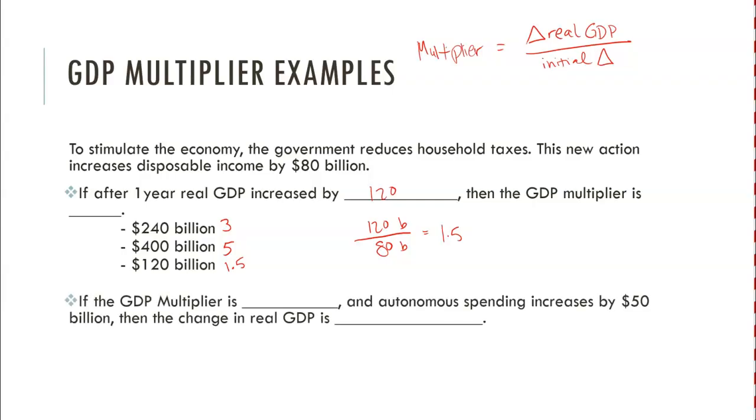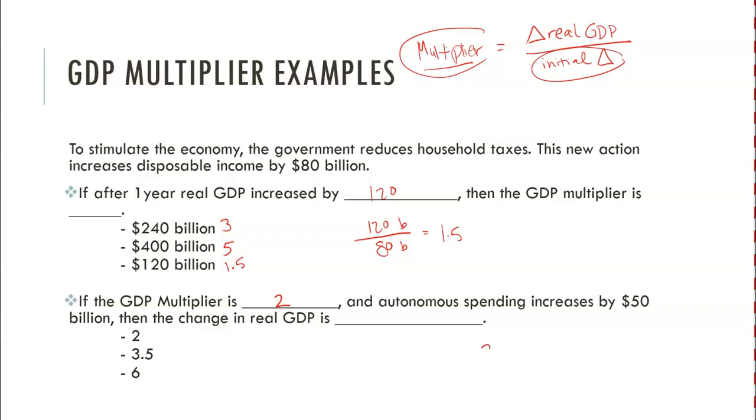We can also calculate the change in real GDP if we know that initial change and the multiplier number. If the GDP multiplier is blank and autonomous spending increases by 50 billion, then the change in real GDP is what? We're going to have our multiplier, our initial change, and we're going to be figuring out that real GDP number. Again, you can pause here and work on this on your own, or you can do it with me. If our GDP multiplier is 2, and autonomous spending increases by $50 billion, then our change in real GDP is what?